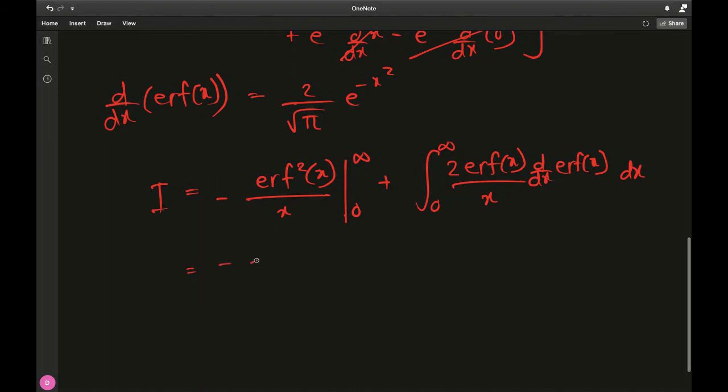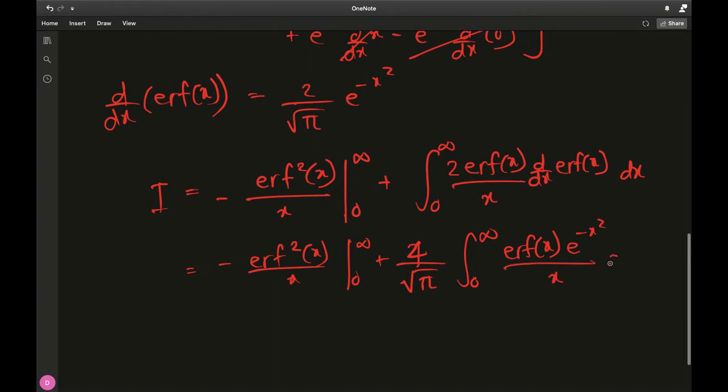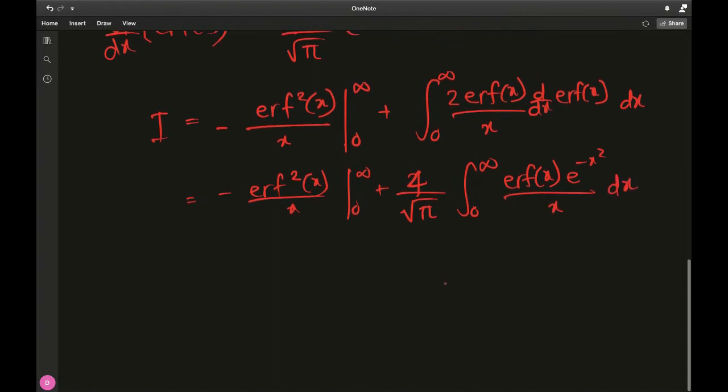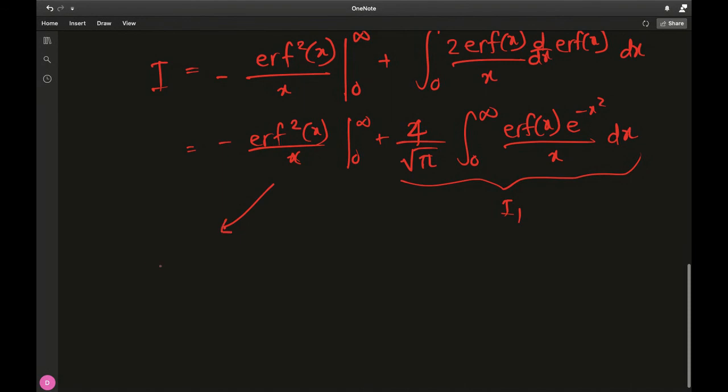Okay, so this becomes negative error function squared of x over x from 0 to infinity, plus 2, and we also have this 2 from the derivative, so 4 over square root of pi times the integral from 0 to infinity of the error function of x times e to the negative x squared over x dx. Okay, we'll actually call this I1. Let's first deal with this limit thing over here.